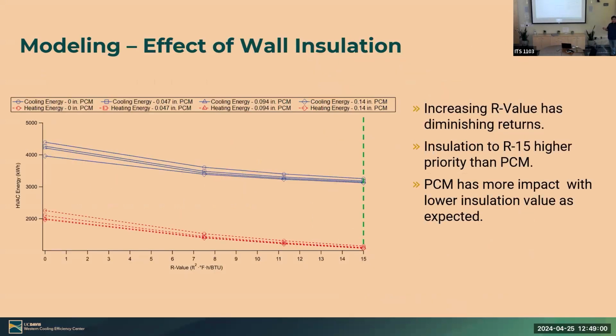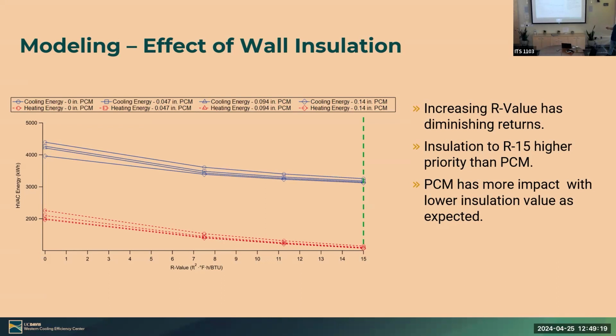Once we were confident with that, we wanted to move on to the full year energy analysis. And we wanted to test a few different measurements and their effects on PCM. So we wanted to vary things such as, in this case, wall insulation. So we measured wall insulation and how essentially it affected HVAC energy.